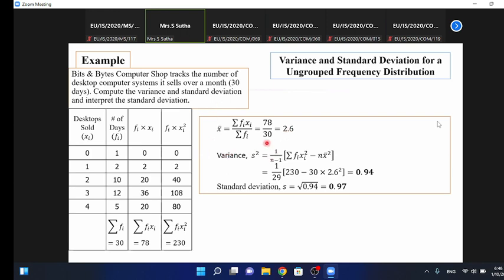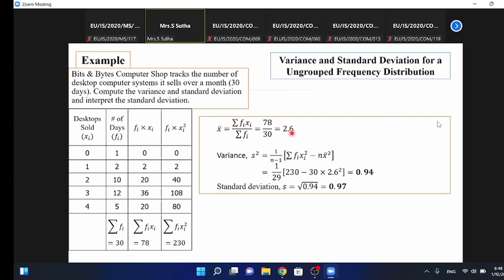So we are calculating the mean value by using this formula. When we multiply fi by xi and add all these figures, the total of this column gives the summation of fi xi, that is 78. The total number of observations we get by adding these frequencies, that is 30. So 78 divided by 30 is 2.6. So per day on average, 2.6 desktops are sold.